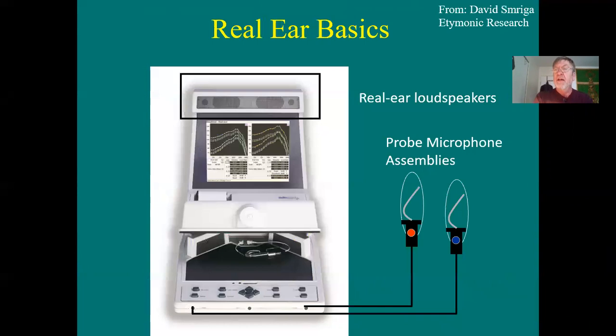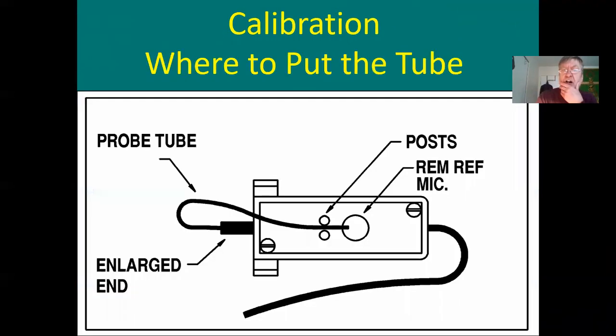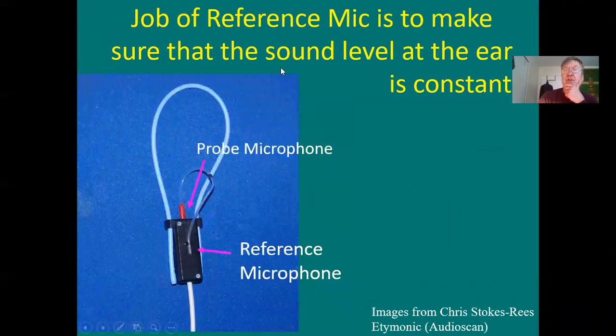Now, if the guy's sitting 2 feet in front of the speaker, the reference mic hanging around his ear, the reference mic is making sure that the speaker sound is 65 dB SPL. If the guy moves further away, the speaker sound will get louder to maintain 65. If the guy moves closer to the speakers, the sound will get softer to maintain 65. Okay, you get it? The job of the reference mic is to make sure that the sound level at the ear is constant.